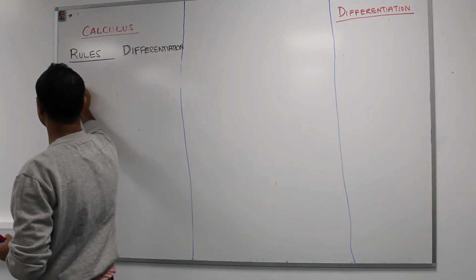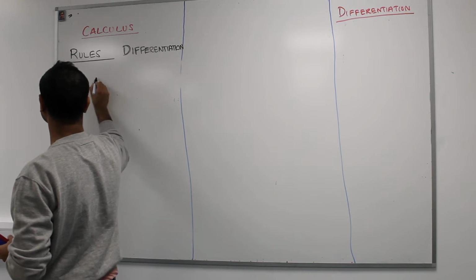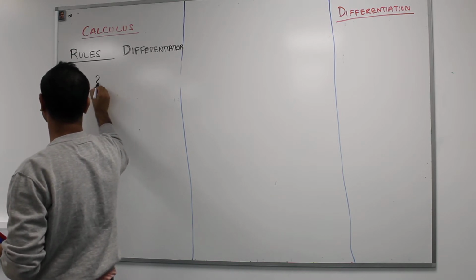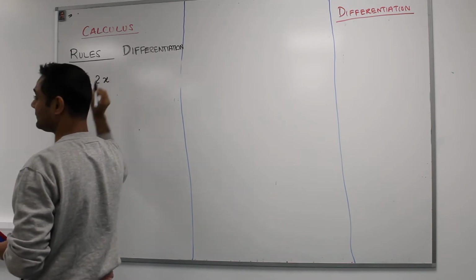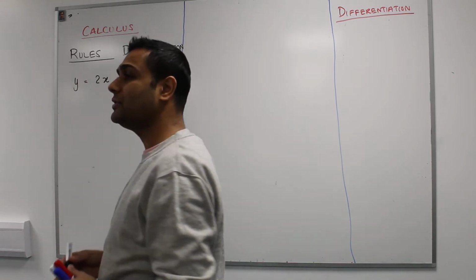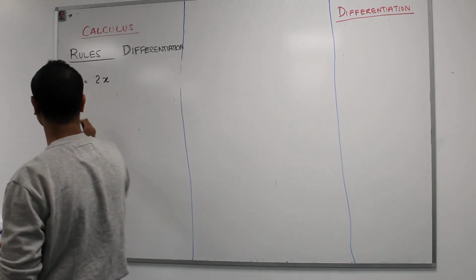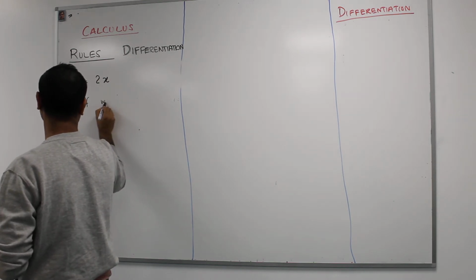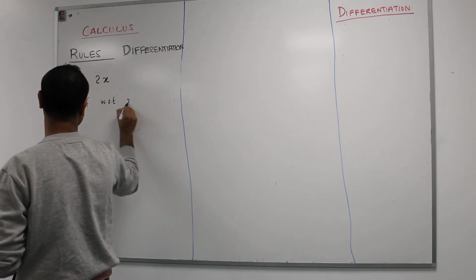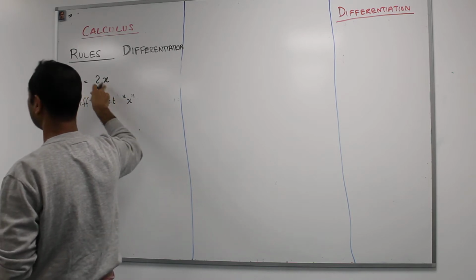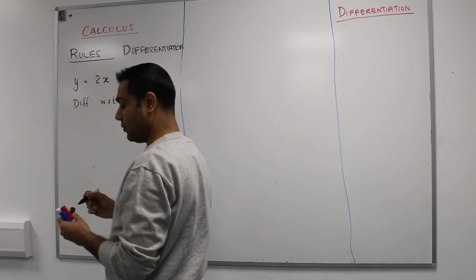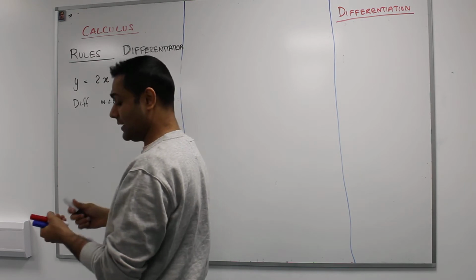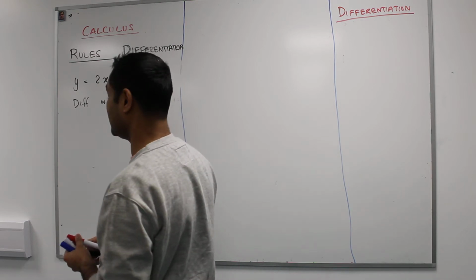Let's say I've got the equation y equals 2x, and I want to differentiate that one. Differentiate with respect to x. Why with respect to x? Because there is a variable x. What do I mean by that? I need to add the operator.